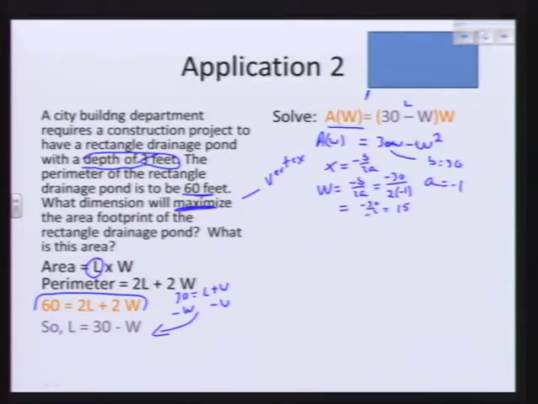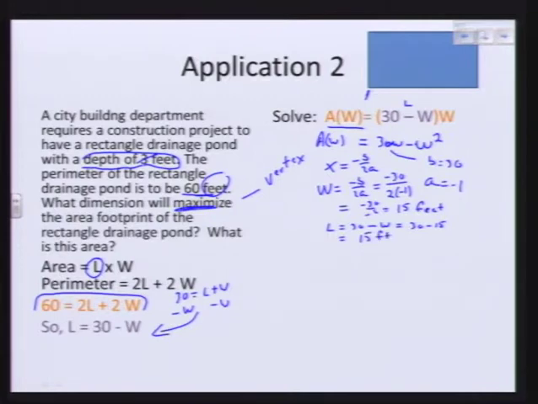Now, we know, looking back, this was in terms of feet, so this will be 15 feet. So our width is going to be 15 feet. All right, so again, we're looking at what dimension will maximize this. Well, let's get the other dimension. We're going to come back over here to what L was equal to, 30 minus W, and that's going to be equal to 30 minus 15. So we see the length is also going to be equal to 15 feet.